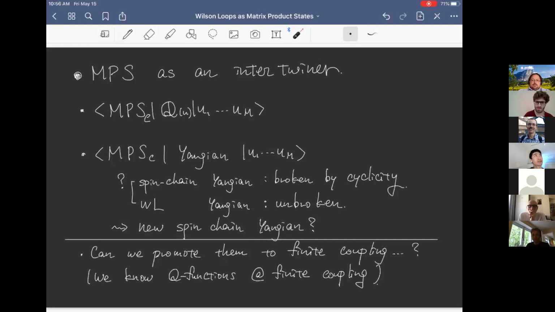But I guess if you start from one boundary state and then construct others, I think it's more natural to just put one to other ones. But yeah.